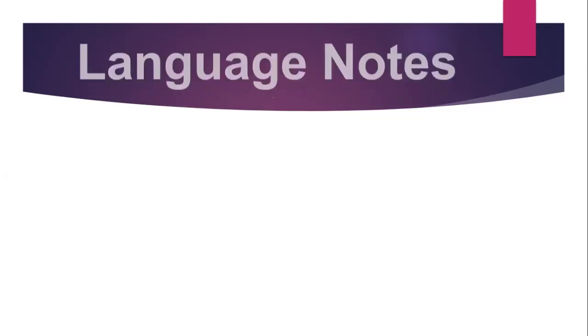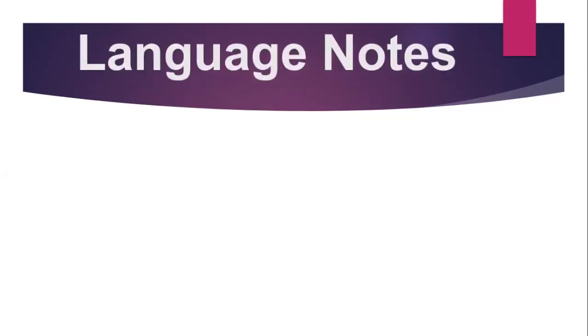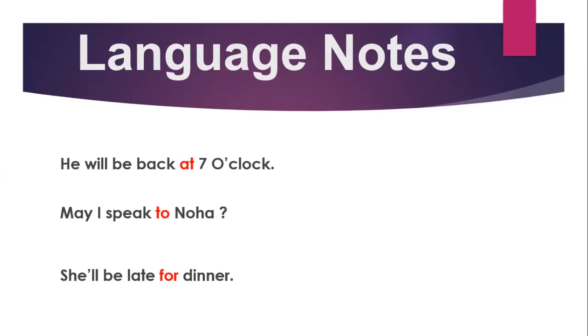Now my students, with some language notes. Please pay attention. At first, my students, we use the preposition at before time, like in this example: he will be back at 7 o'clock. Here we use the preposition at before time, 7 o'clock. He will be back at 7 o'clock.